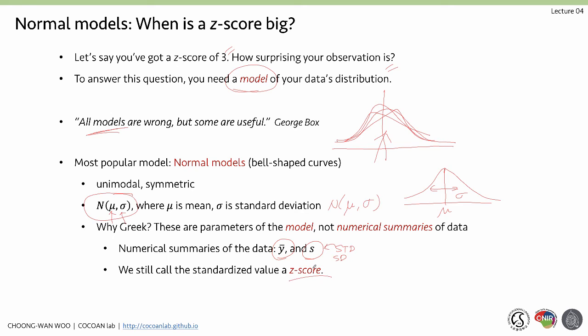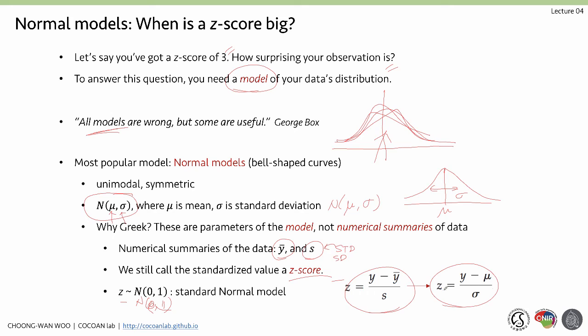For Z-score, we can calculate the Z-score in a theoretical way. But theoretical Z or numerical summary Z, all are Z-scores. So we are saying Z theoretically has a normal model with mean 0 and standard deviation 1. And using your data, you also make the mean 0 and standard deviation 1. So it's basically the same. This is the standard normal model. The left side is a numerical summary and the right side is a model.